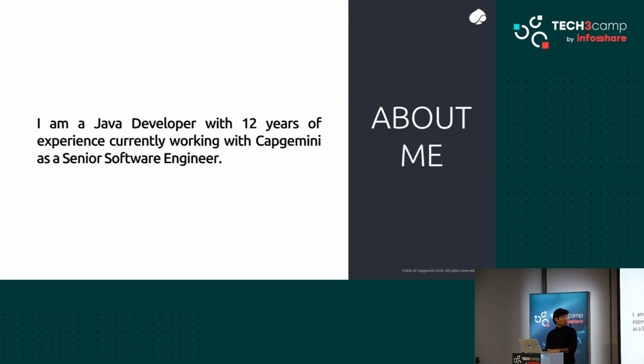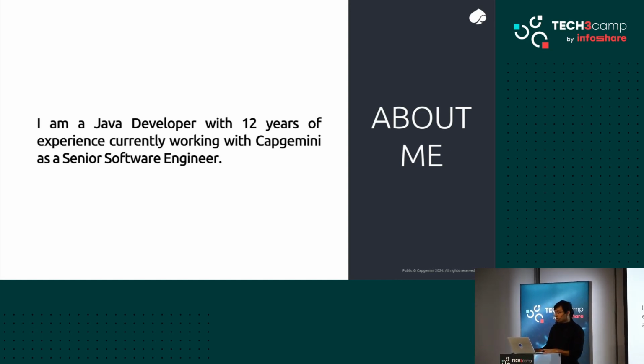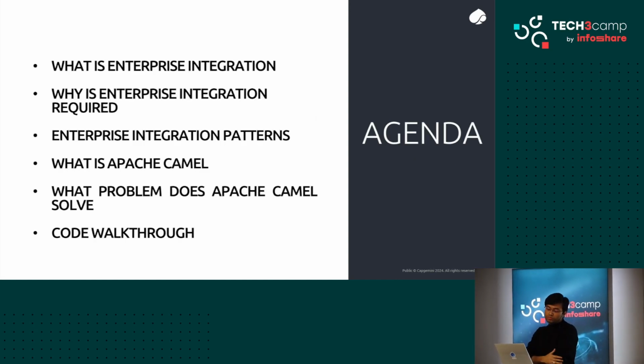So basically, I'm a Java developer with close to 12 years of experience, and currently I'm working as a senior software engineer with Capgemini. But the majority of my experience goes into working in the risk space, primarily with financial institutions. So, what will be the agenda for today?